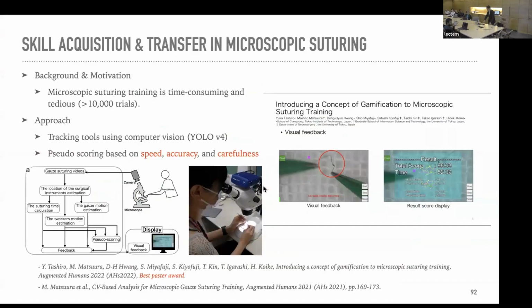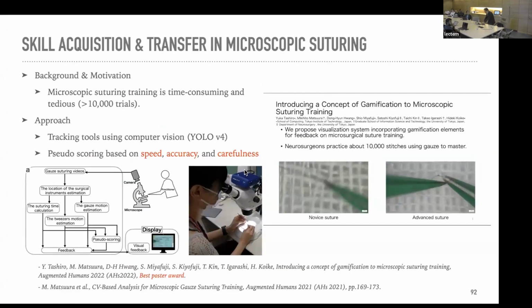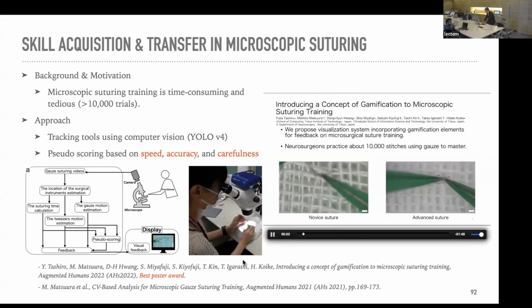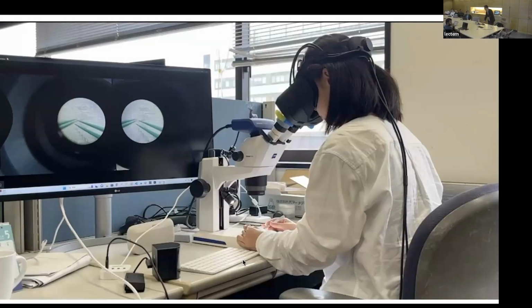Okay. So we have lots of other skill acquisition work, but maybe I should stop around here. And if you have any questions, I'm happy to show other research of our skill acquisition technology. Thank you very much.